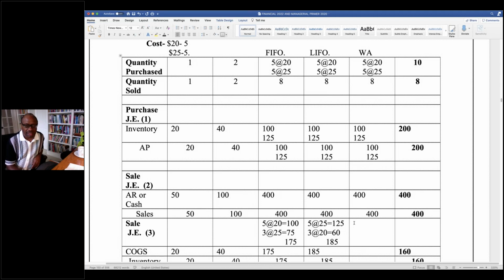Weighted average. Y'all have statistics yet? Yeah, unfortunately. Good, then you ought to be able to do a weighted average. And we have 5 at 20. Well, it doesn't matter. We have 5 at 20. And that equals what? 100, right?